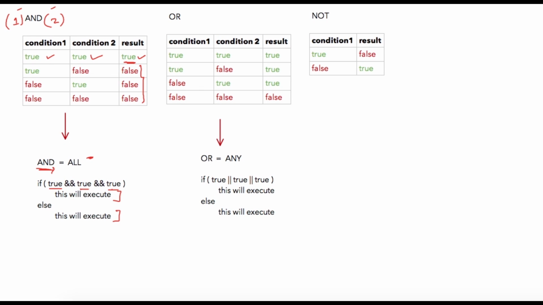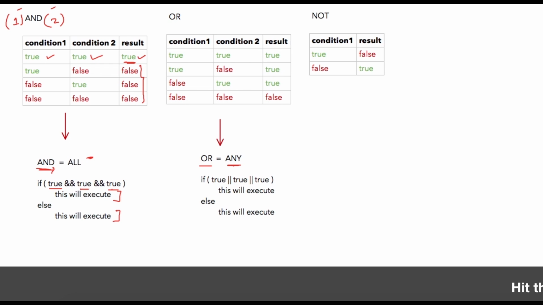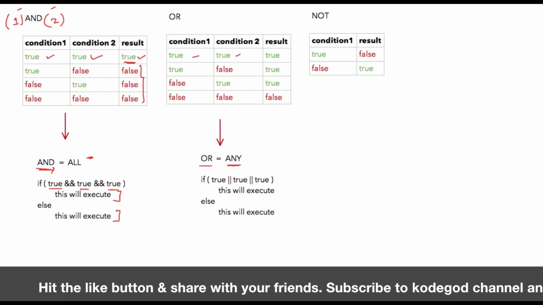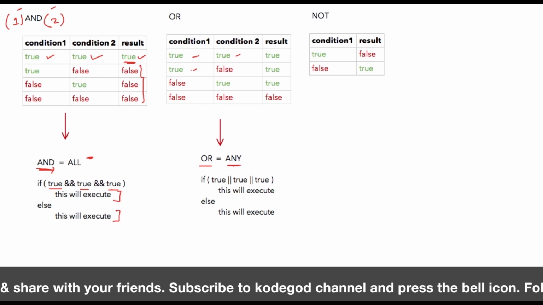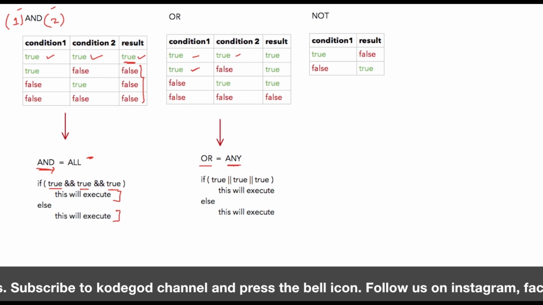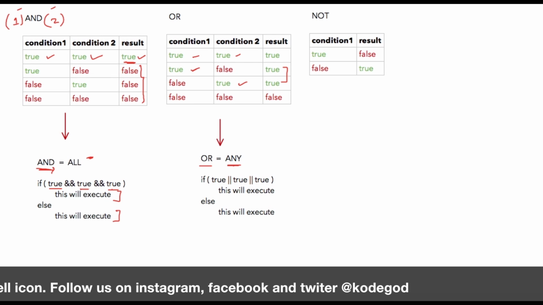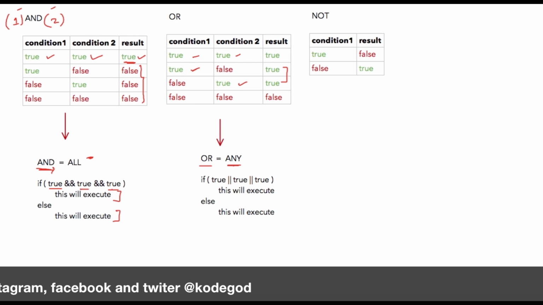Now in case of the OR operator, OR means any. So if any of the conditions is true, let us check this table. If conditions 1 and 2 are true, or if any one of the conditions is true, here condition 1 is true, in the second row and the third row a condition is true, in those cases the results are true. Only if both conditions are false will OR hold the result as false, else everything will be true. So OR is equal to any.